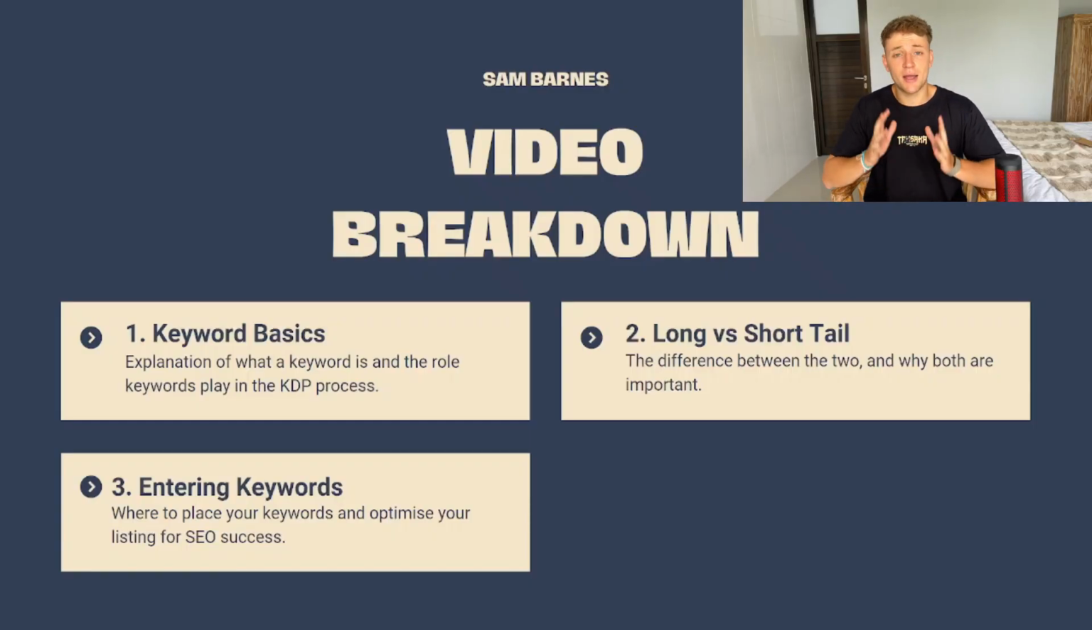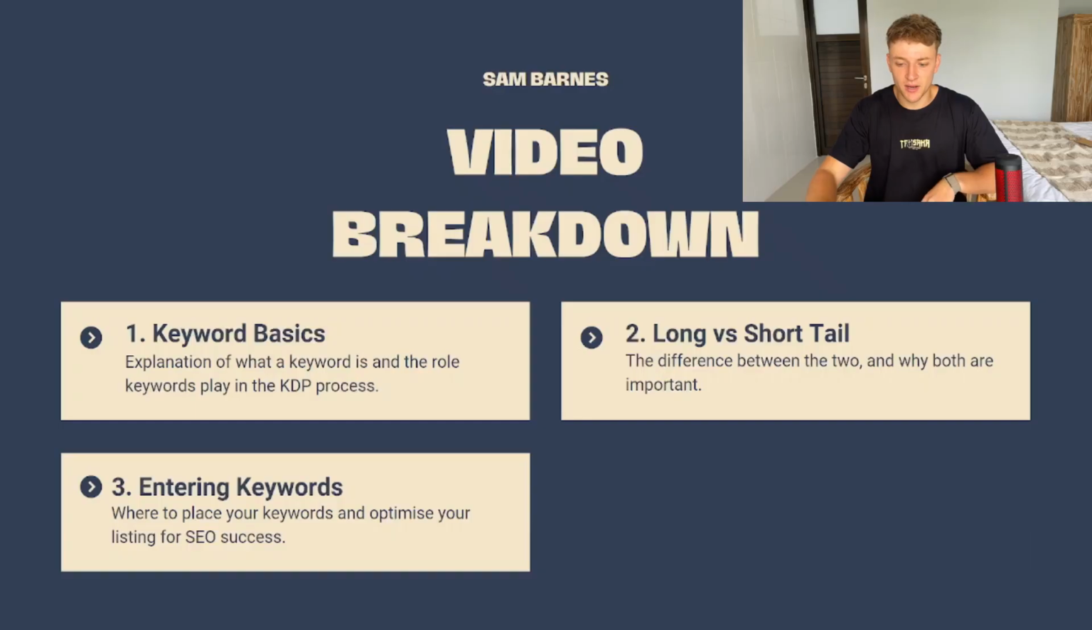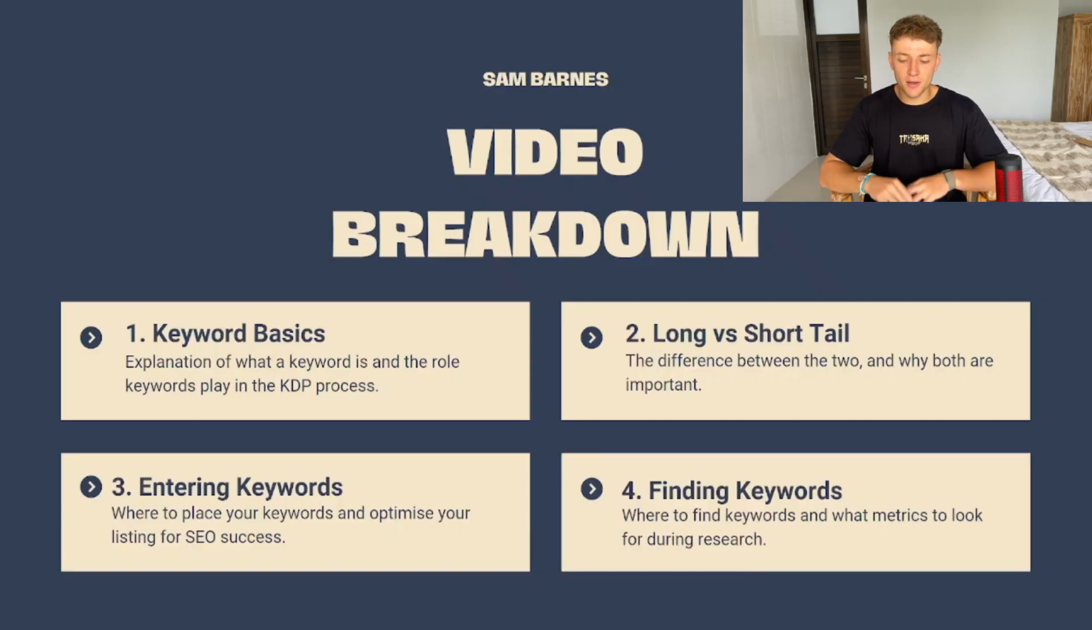So for those of you that don't know what SEO is, it stands for search engine optimization. It's essentially how you can rank your book higher up Amazon's search results, and that's where all the keywords come into play. And finally, we're going to be going into the actual detail of how you go about finding these keywords, what pieces of software you can use, and what metrics to look out for when you're doing your keyword research.